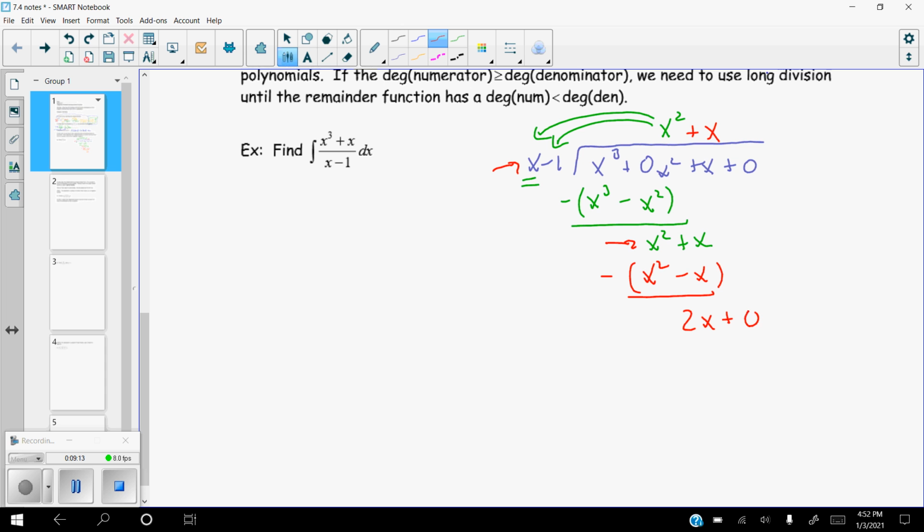Bring down the plus 0. And then the last piece is, what do I multiply times my x to get 2x? Well, that's 2. So now we'll distribute the 2, and we're going to get 2x minus 2. Parentheses, don't forget to subtract. 2x minus 2x is 0. 0 minus minus 2 is plus 2. We don't have anything else to bring down, so that's our remainder.